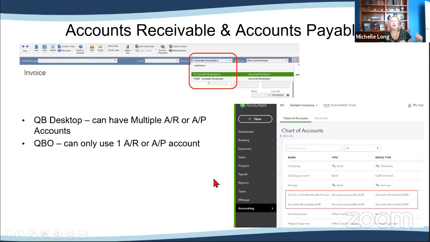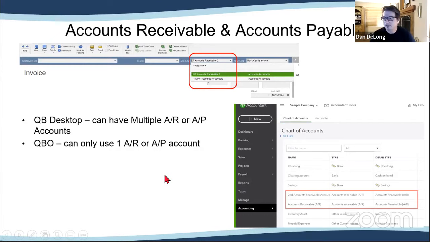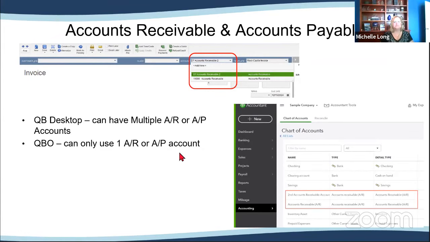So with desktop, you can have multiple AR or AP accounts. With QuickBooks Online, you can't use multiple AR or AP accounts. You can set them up, but you can't use them. Okay. And that's one of those sticky things. It'll remember the last one that you used, and it will just stay with that as the default when you use it again.